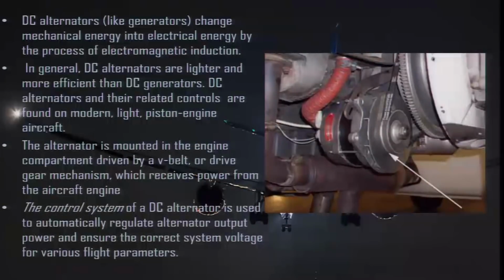DC alternators and the related controls are found on modern light piston engine aircraft. Since these alternators are light in weight and more efficient, they are being used on all modern light piston engine aircraft. The alternator is mounted in the engine compartment and driven by a V-belt. Here in the diagram you can see the V-belt.